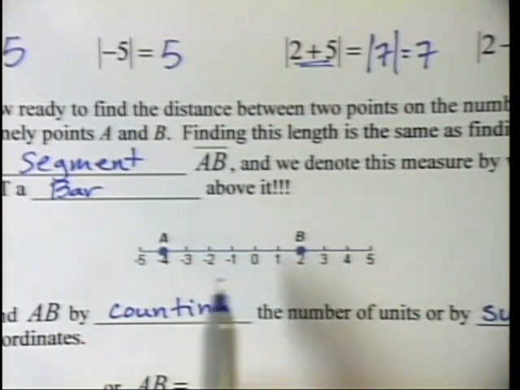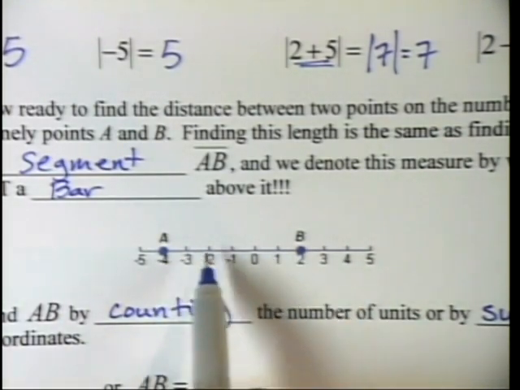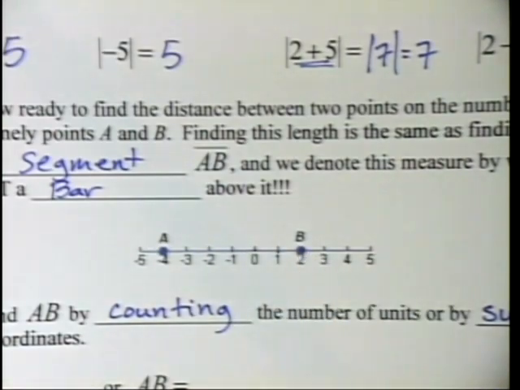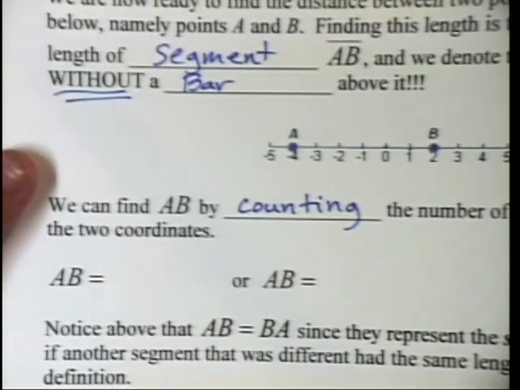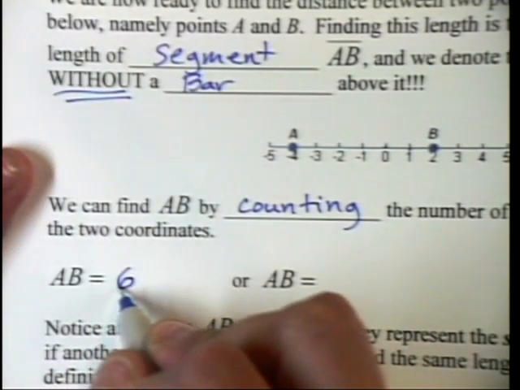Well, let's do it by counting first. This is not a very big number line. A and B are not that far apart. So let's count. From A to B, it's 1, 2, 3, 4, 5, 6 units. So we could say down here that AB without the bar, meaning the measure of AB, is 6.